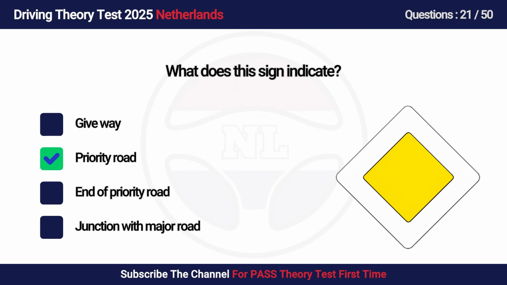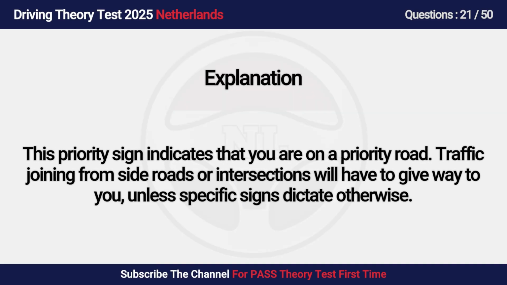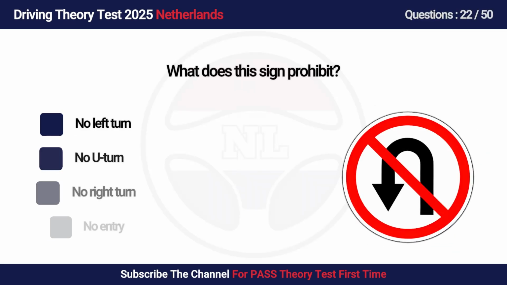Answer is B. Priority road. This priority sign indicates that you are on a priority road. Traffic joining from side roads or intersections will have to give way to you unless specific signs dictate otherwise. Question 22. What does this sign prohibit?